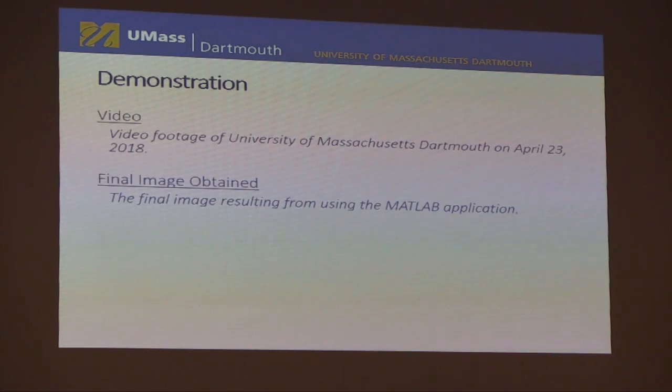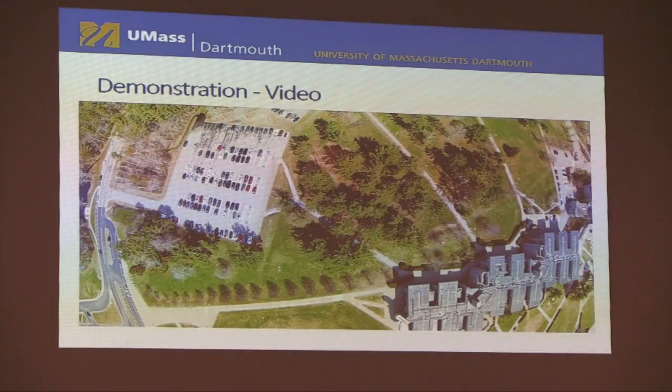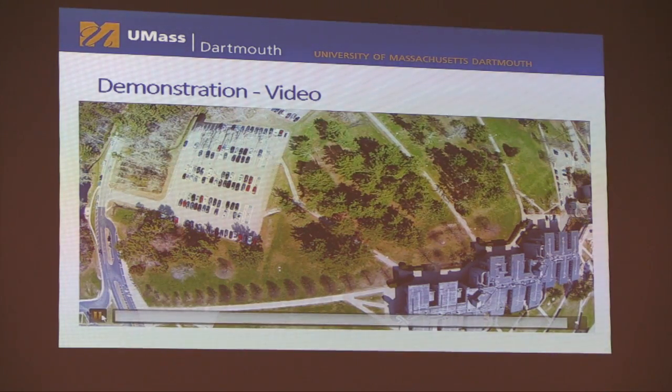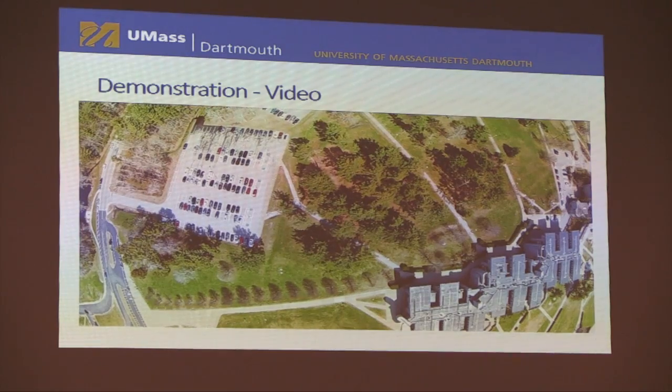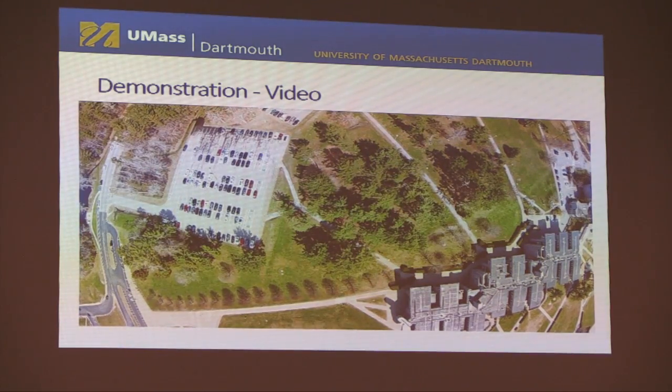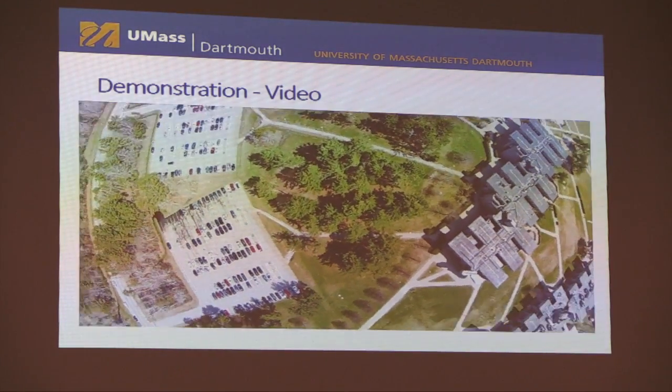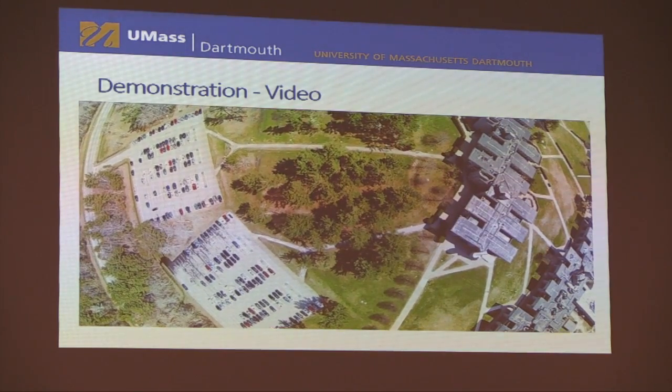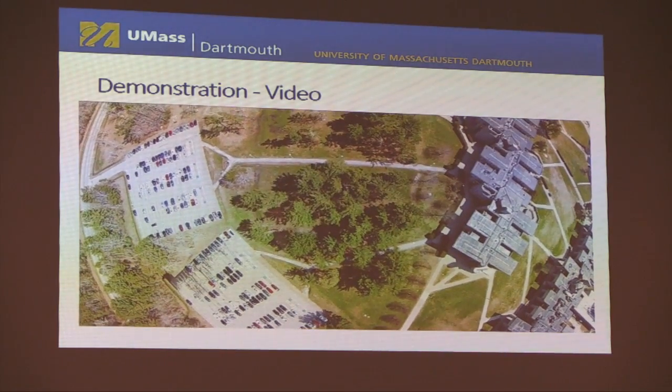So now I'm going to show you a little demonstration. We took a video at UMass Dartmouth on April 23rd, and then we're going to show you our final image obtained. So you're going to see here that the drone's going to rotate, and then it's going to fly to the next waypoint. So what it does is it has to orient itself to the next waypoint.